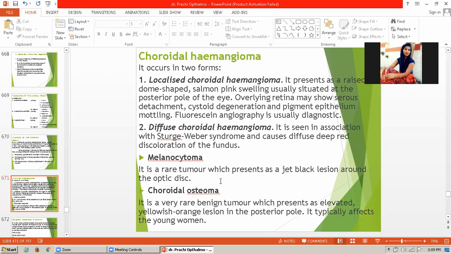Then in that, there is a melanocytoma. Melanocytoma is a rare tumor which presents as a jet black lesion around the optic disc. Then choroidal osteoma. Choroidal osteoma is a very rare benign tumor which presents as an elevated yellowish orange lesion in the posterior pole, and it typically affects young women.